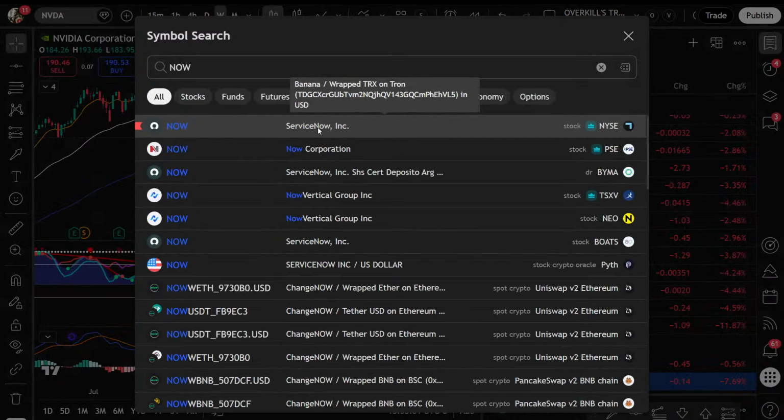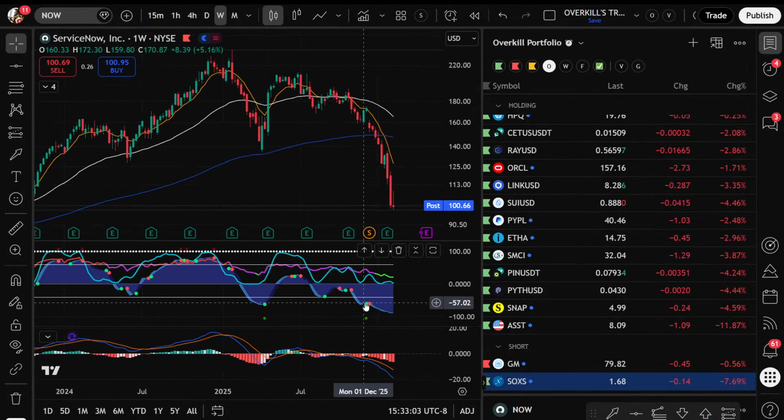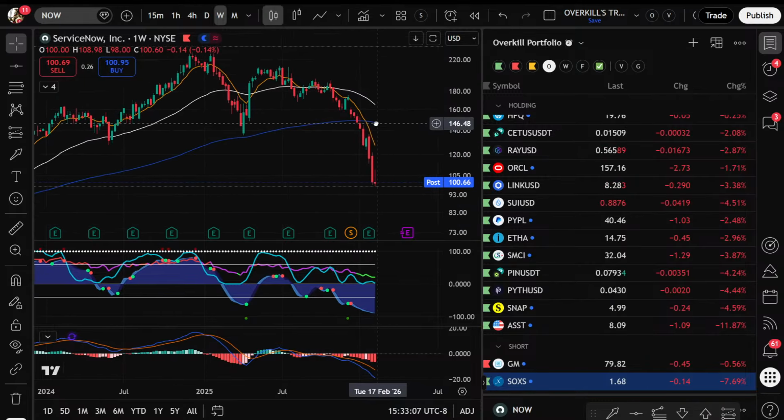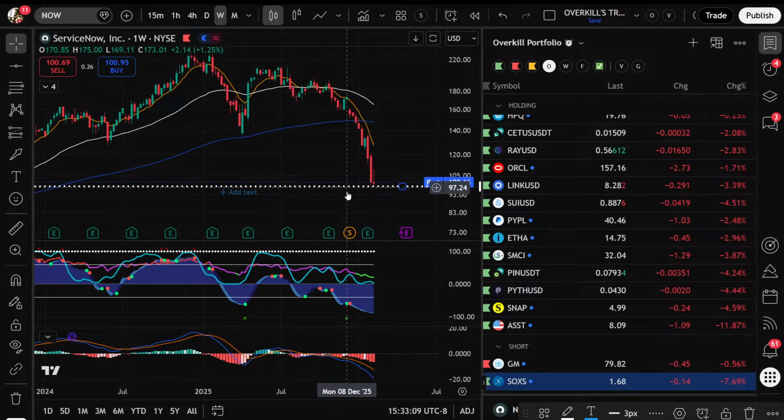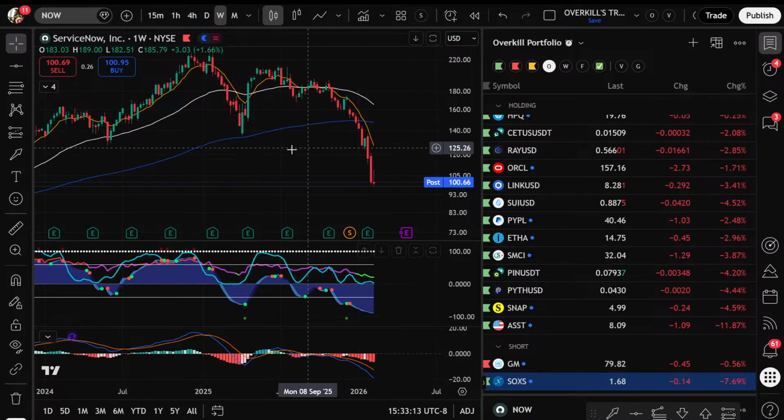Now, where do you DCA? You DCA on the next signal. If you bought right here at 150 and it's down here, you're down 25%. So again, you want to buy that next green dot on the chart. That's where I'd average down.